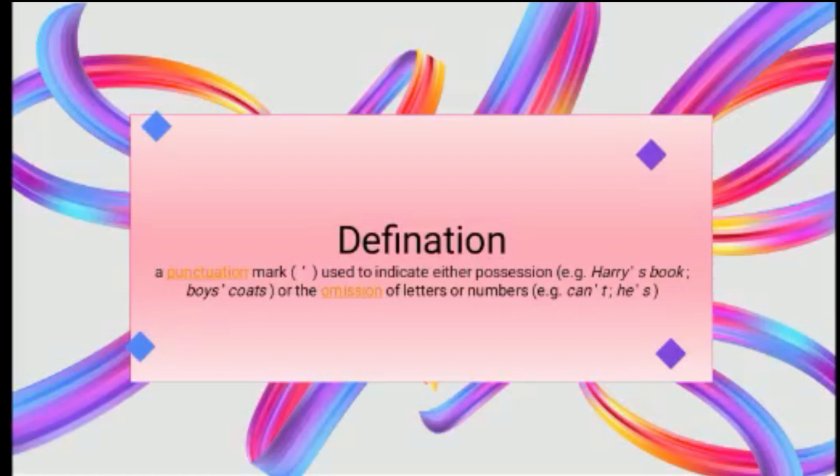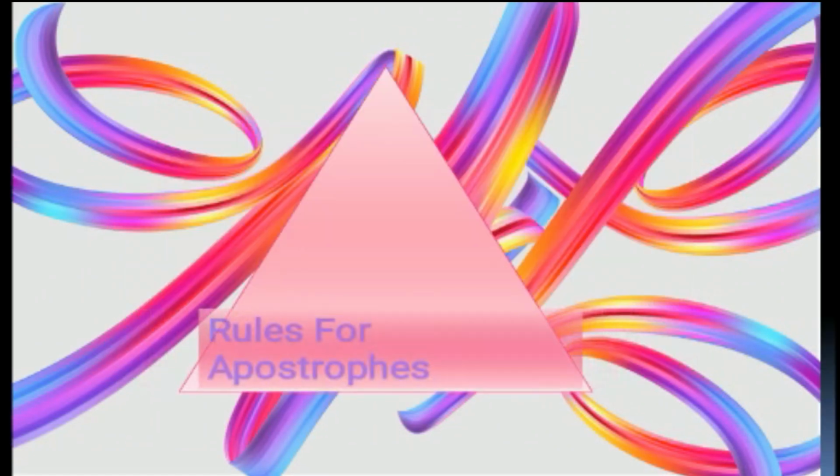Omission of letters: we do not write the full word cannot. We have to omit o to form a short word. Can't is a short form of cannot, and he's is the short form of he is.